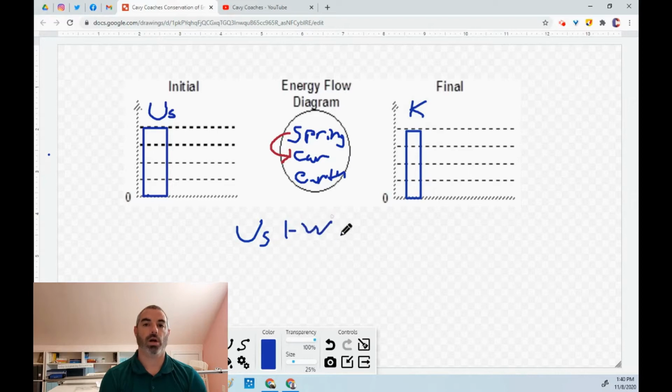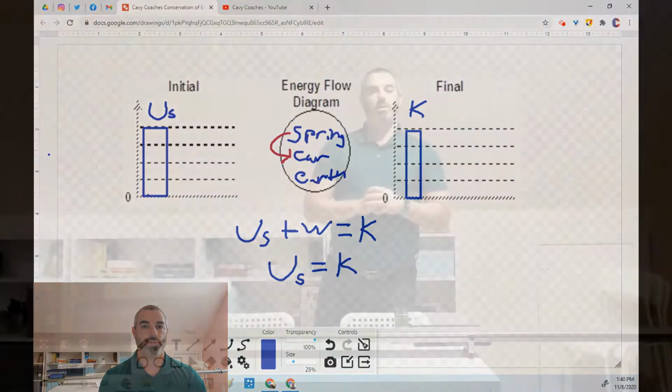So now we're going to write our conservation equation. Stored spring energy plus work is equal to kinetic energy. And in this case, since all of our arrows stay inside the system, all the energy flows inside, the work value is 0. So stored spring energy is equal to kinetic energy for this situation.